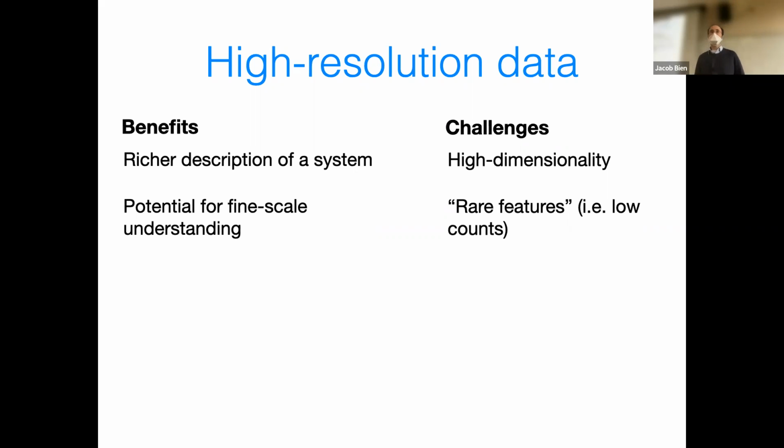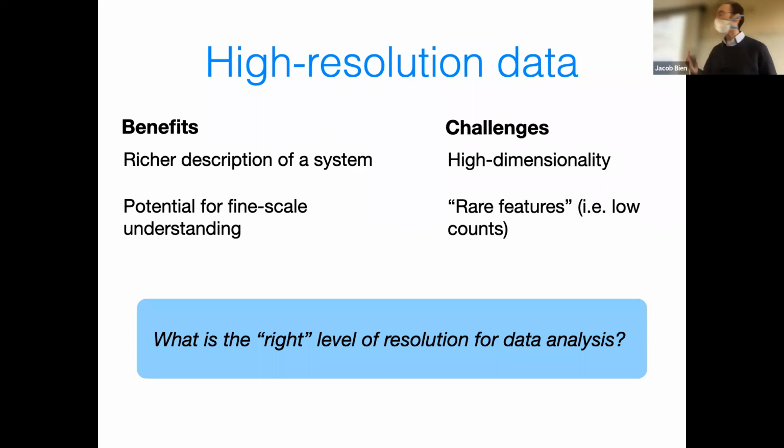In practice, it seems a little ironic, but I see this in multiple areas and different fields: people measure really high resolution data, but then they end up aggregating it to a lower resolution, because then they can just apply the statistical method that will work. It feels like missing out on a lot. So it's an interesting challenge for us statisticians, because there's this question of what is the right level of resolution to be doing a data analysis?